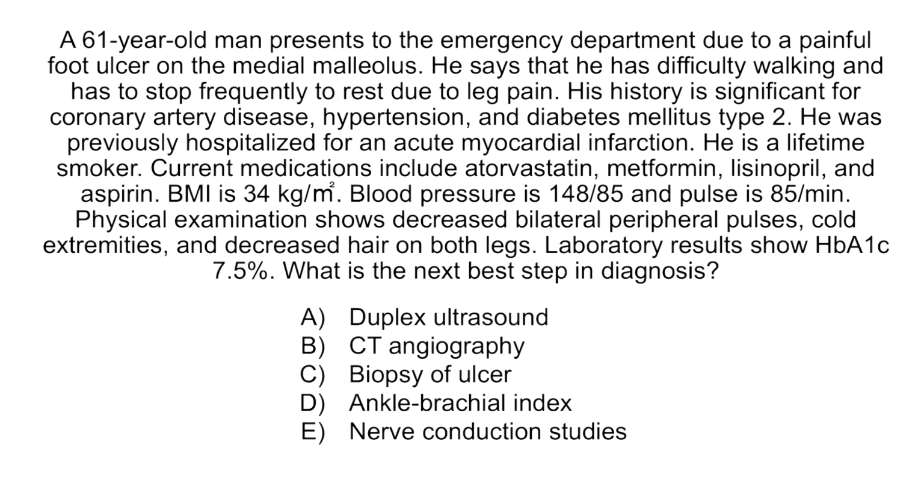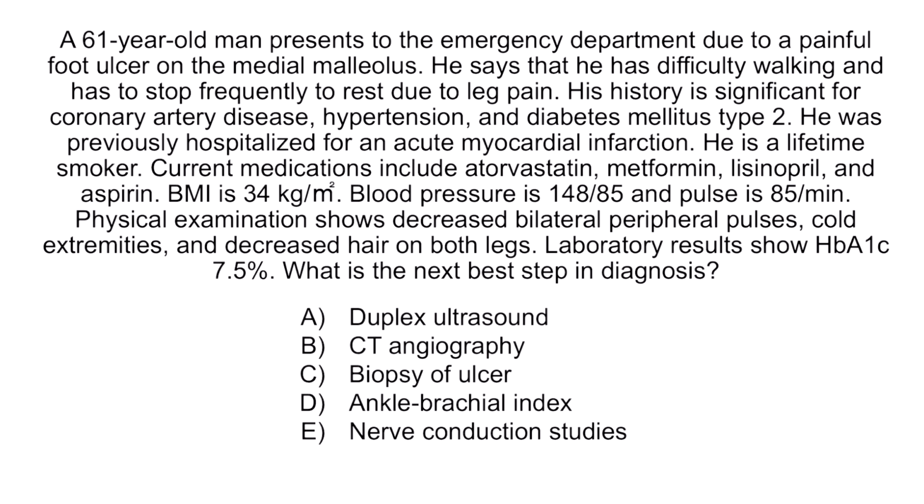Current medications include atorvastatin, metformin, lisinopril, and aspirin. BMI is 34. Blood pressure is 148/85, and pulse is 85 per minute. Physical examination shows decreased bilateral peripheral pulses, cold extremities, and decreased hair on both legs. Laboratory results show a hemoglobin A1C of 7.5%. What is the next best step in diagnosis? A. Duplex ultrasound. B. CT angiography. C. Biopsy of the ulcer. D. Ankle brachial index. Or E.